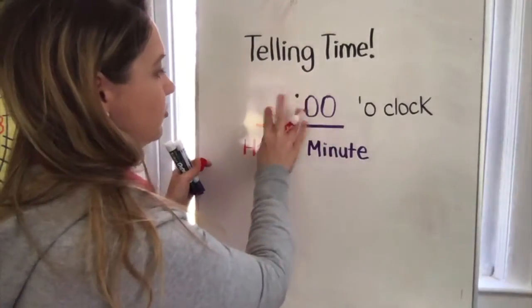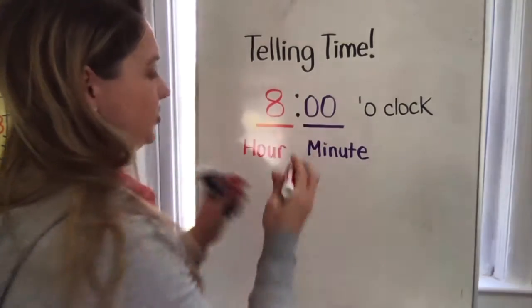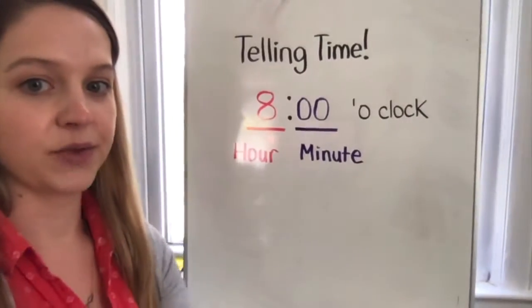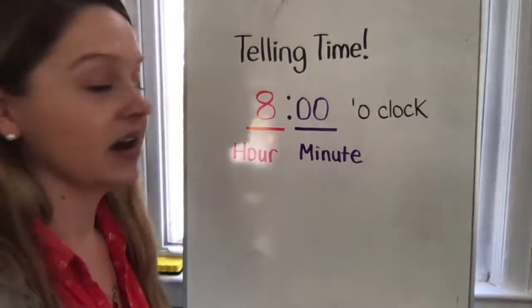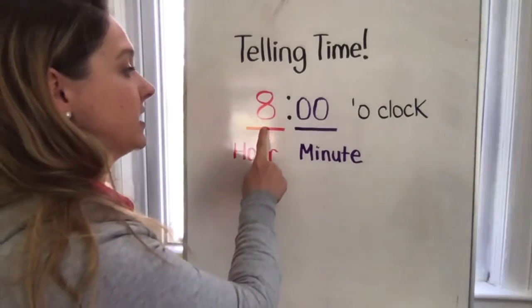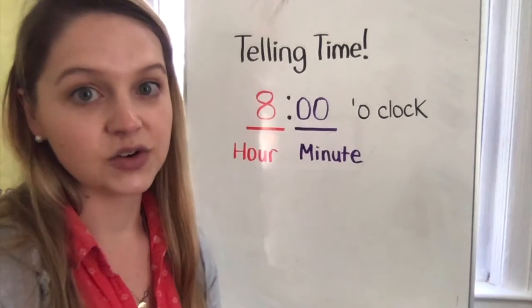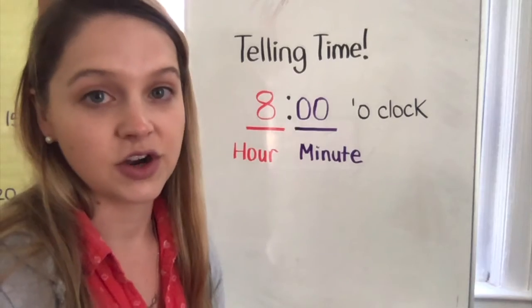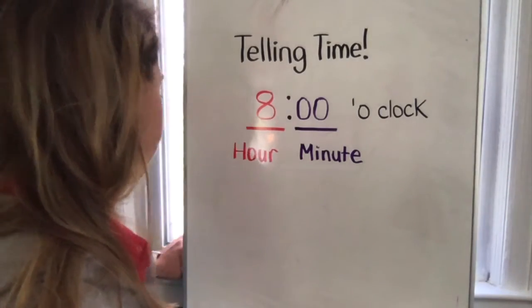Here, let me have you try one now. If I wrote this time on the digital clock, tell me how you would read that time. Go ahead now and read that time out loud. Excellent. We would read this as 8 o'clock. This is the digital clock, which is a little bit easier than the other type of clock that we're going to talk about. Let me show you what the other type of clock looks like.